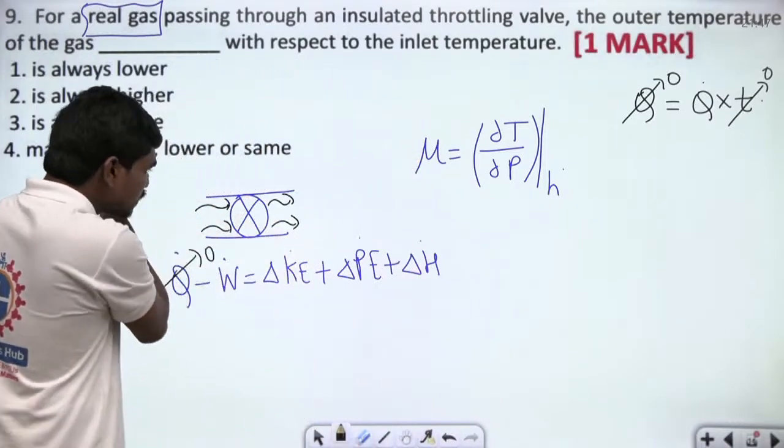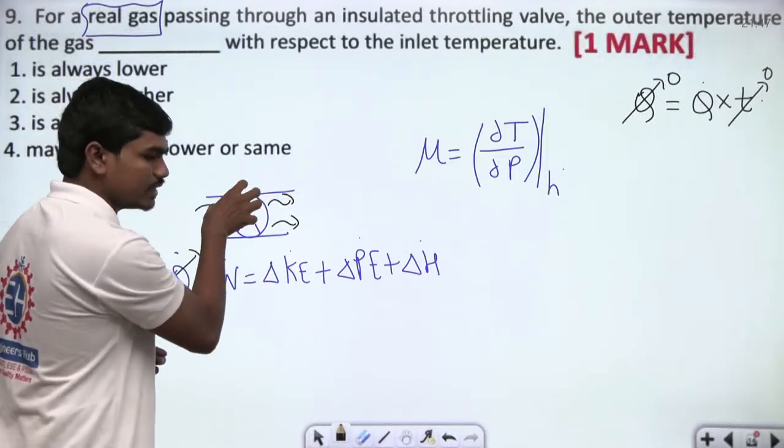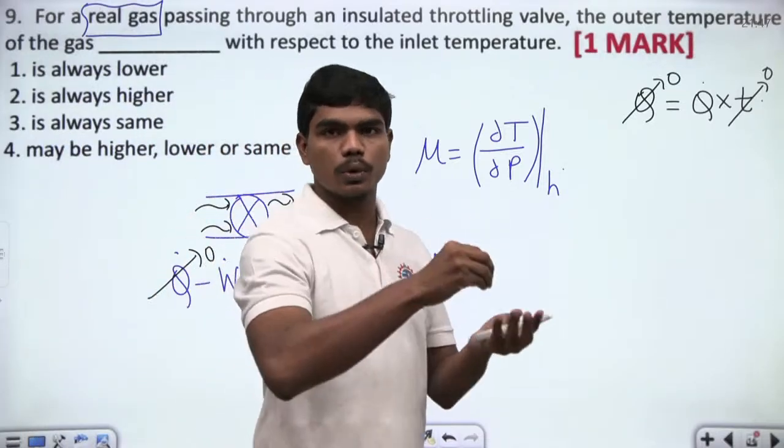So whenever fluid is passing at some velocity, the time that the fluid will be in contact with this throttling device will be very small. And in that small time, it's really difficult for some heat to interact with the fluid.